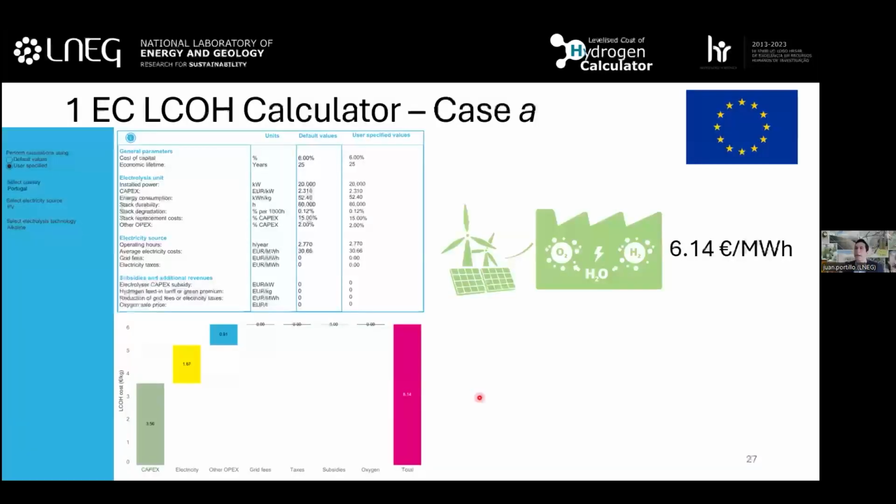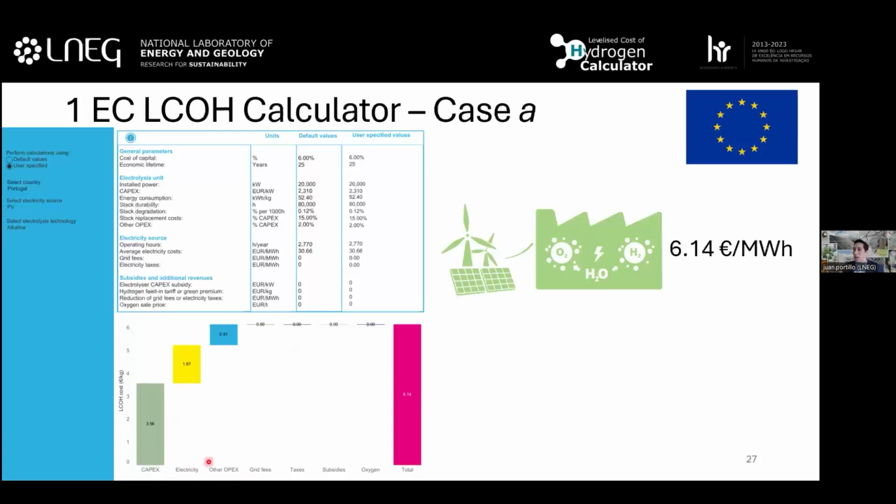The first example then is related to this European Commission levelized cost of hydrogen calculator, as I said before, and this is how it looks like. As you can see, the number of parameters is a lot less. You can use this one, but with ours, the advantage is that we can combine modules, we can include more complexity in the analysis.